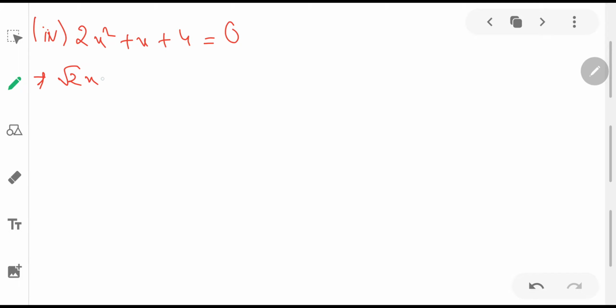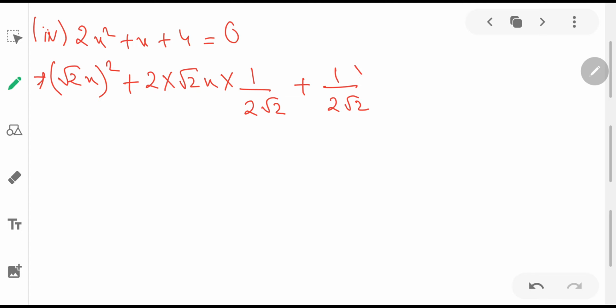So first term will be (root 2 x) whole square, a square plus 2 into a. What is a? A is root 2 x. What is b? For that we have to see the middle term. What is required? X is required, so 2 root 2 is additional, so we will just divide by 2 root 2. So a square plus 2ab plus b square. What is b? (1 by 2 root 2) whole square.